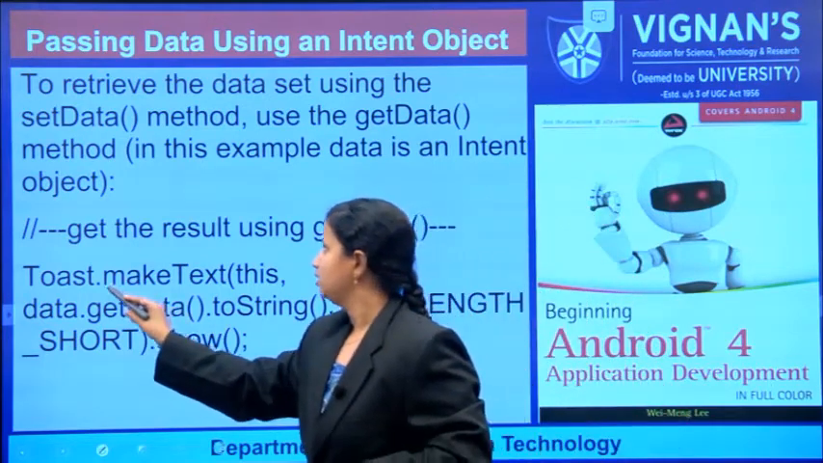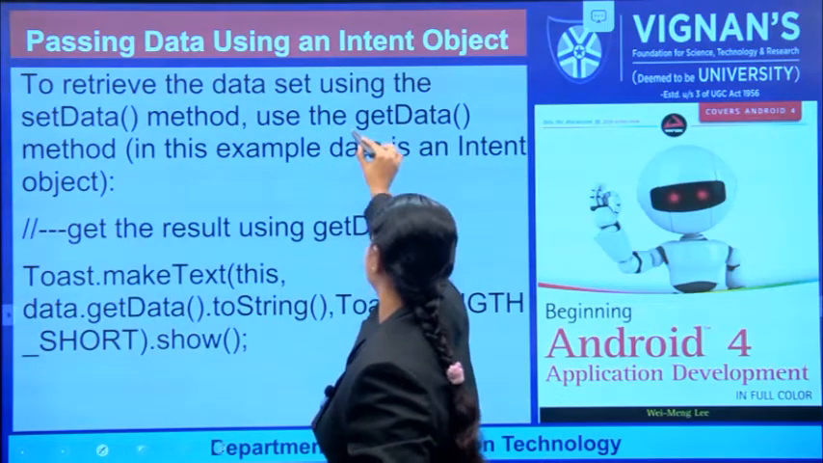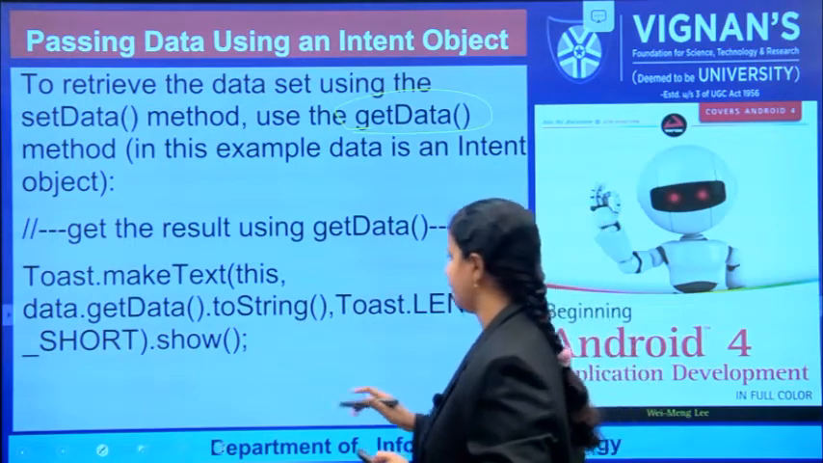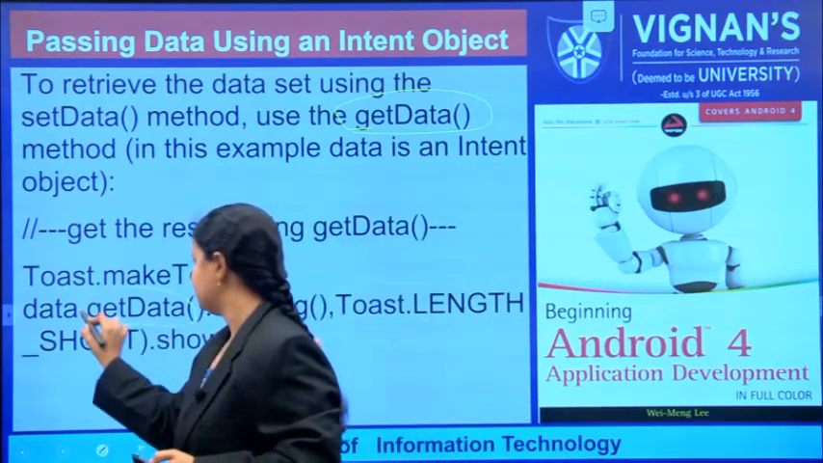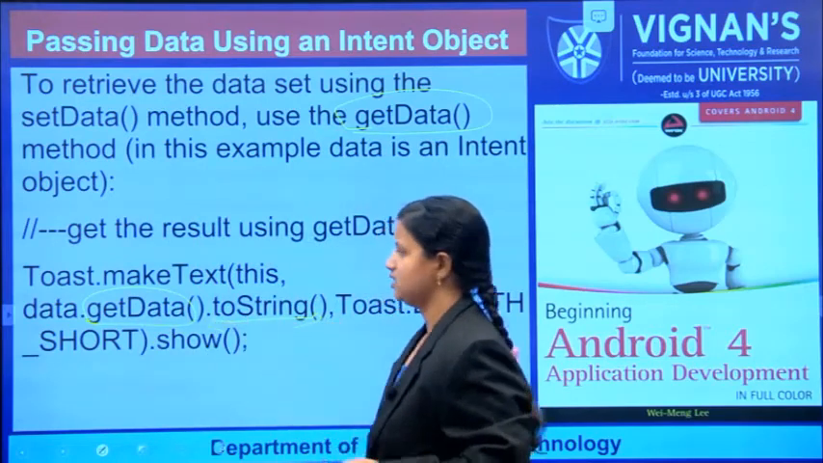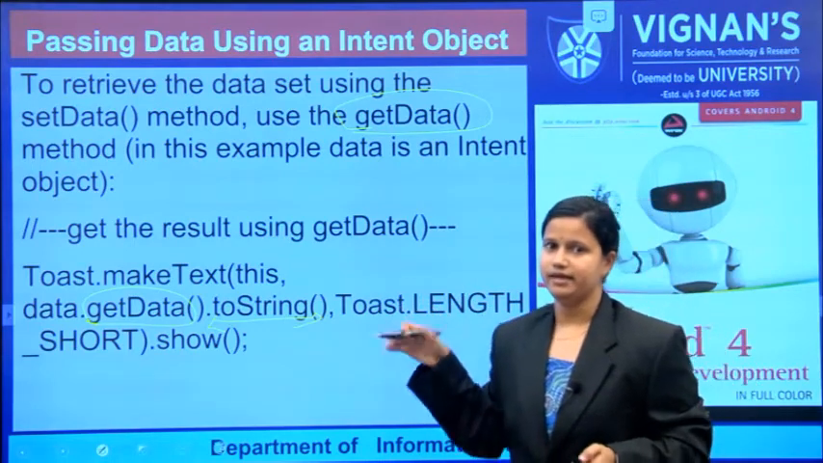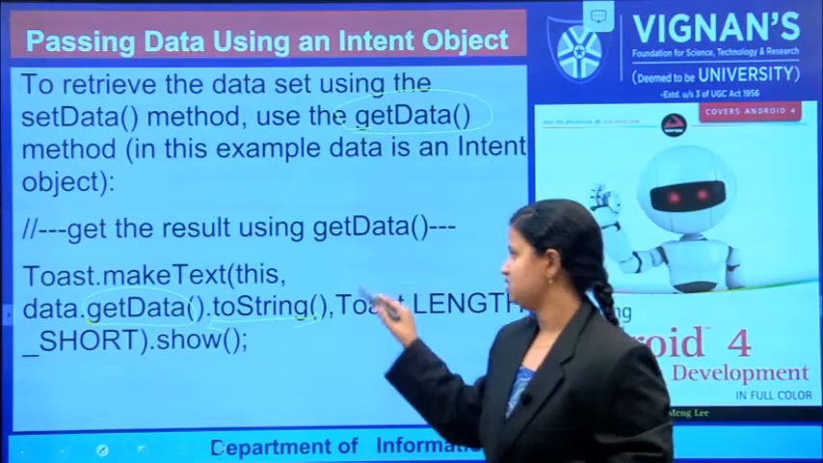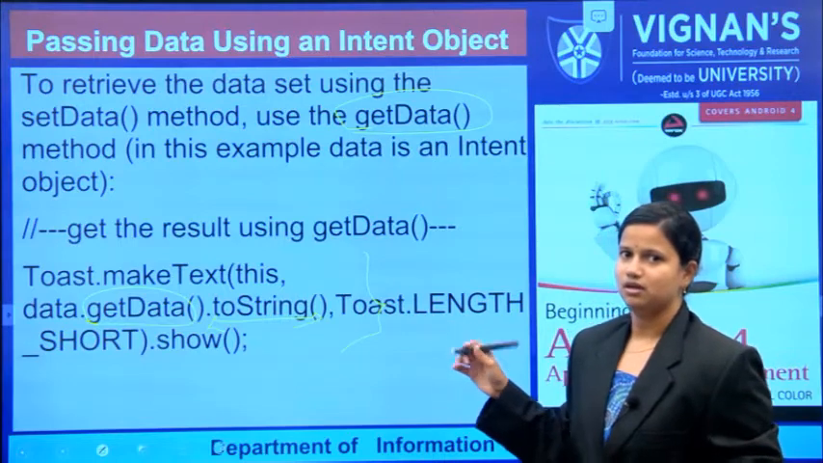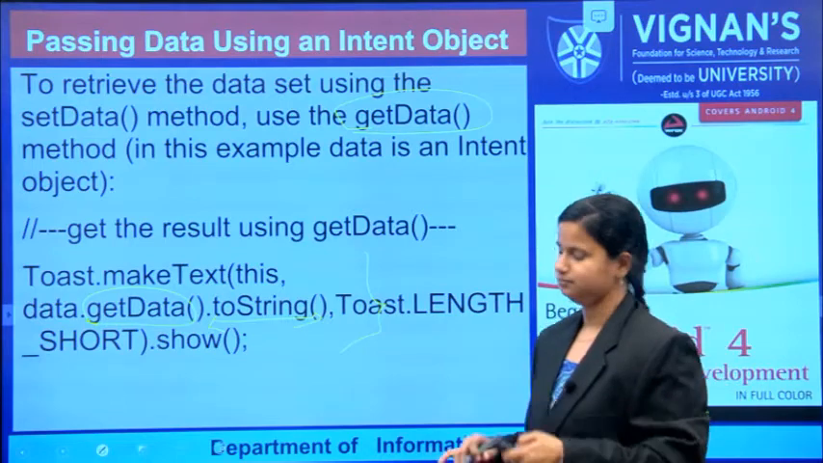See this one. You have to use the method getData. We have already set the data, so how do we get it? We use the method getData().toString(), so the information is converted into a string format. In this way we can set the data and get the data. This example is mainly seen in the concept of calling built-in applications, in the last concept of this unit.